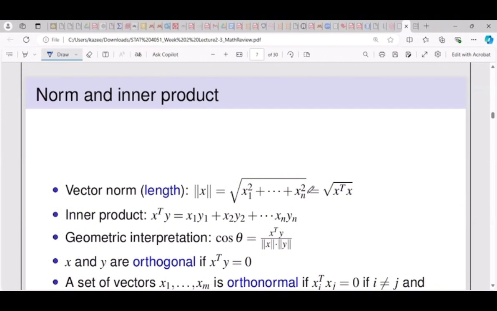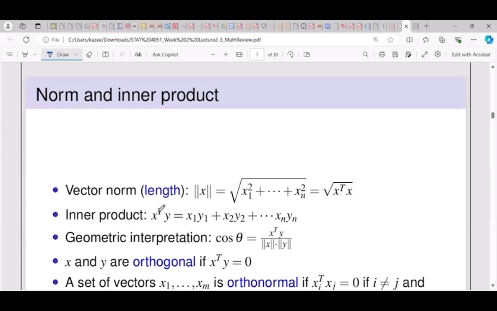Oh my God, we need inner product for a lot of stuff. The inner product will enable us to define orthogonality and orthonormality. I'm actually going to tell you the meaning of orthogonality and orthonormality. But let me first talk about the inner product.